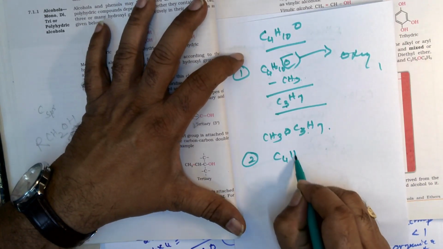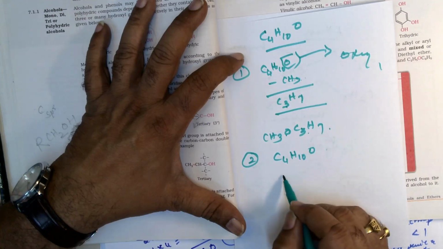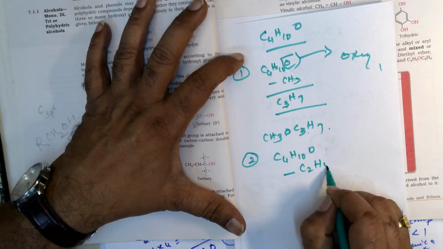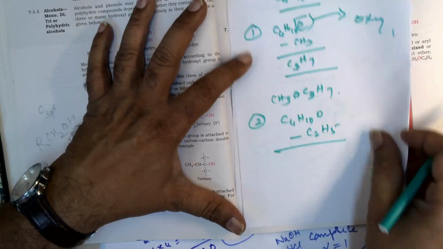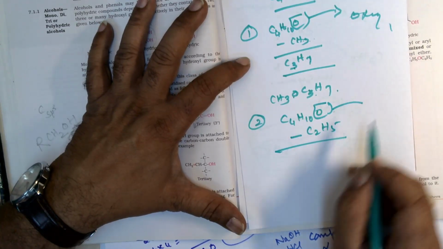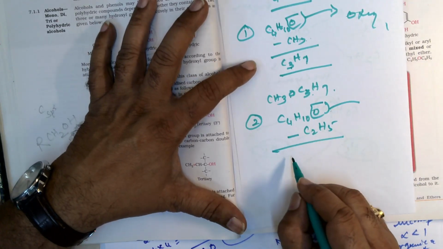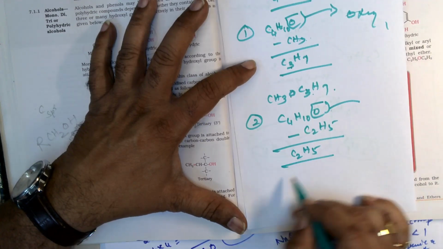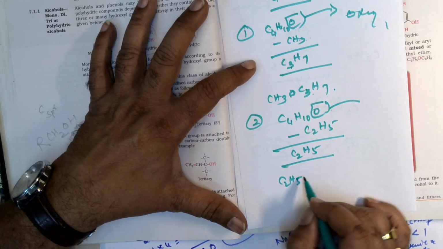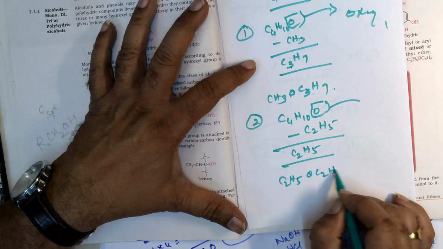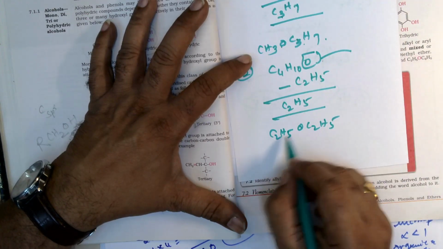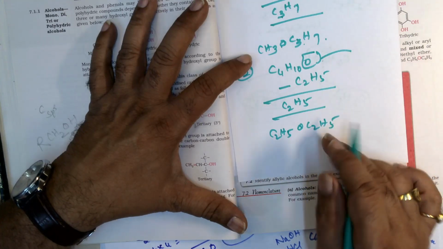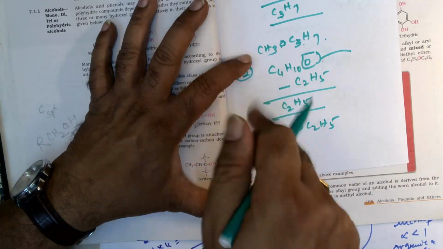Write down C4H10O and now, instead of CH3, subtract C2H5, and separate O, that is the functional group. Now again you will get C2H5. So in that case, you can get C2H5, O, C2H5. So what is this ether? Diethyl ether, right? Diethyl ether. Now, can you identify one more ether from this compound?